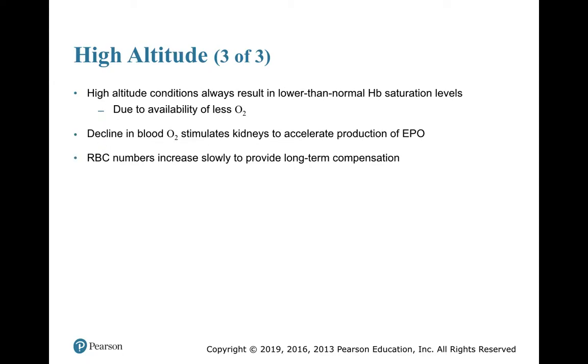High altitude conditions always result in lower than normal hemoglobin saturation levels due to less availability of oxygen, and a decline in blood O2 stimulates kidneys to accelerate the production of EPO, the hormone that helps make red blood cells, which will increase the number of red blood cells slowly, and that provides for a long-term compensation to lower levels of oxygen.